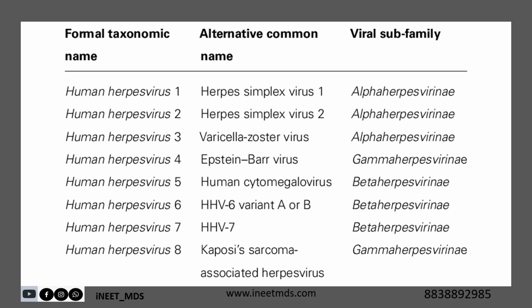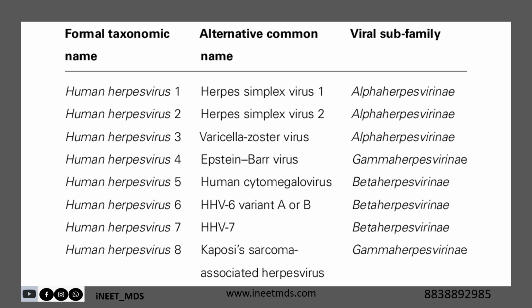HHV 1 and 2 bear the names herpes simplex virus 1 and 2 respectively. HHV3 is also called varicella zoster virus, 4 is Epstein-Barr virus, and 5 is cytomegalovirus. Then we have human herpes virus 6 and 7, which bear the same names, HHV6 and 7. Then lastly, we have HHV8, which is also known as Kaposi sarcoma associated herpes virus.